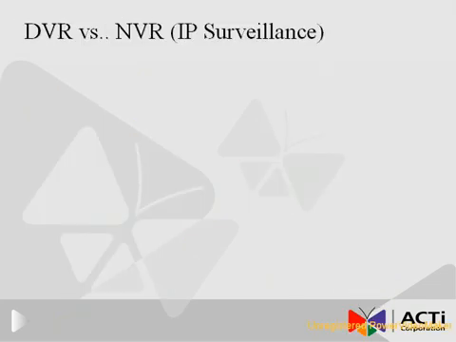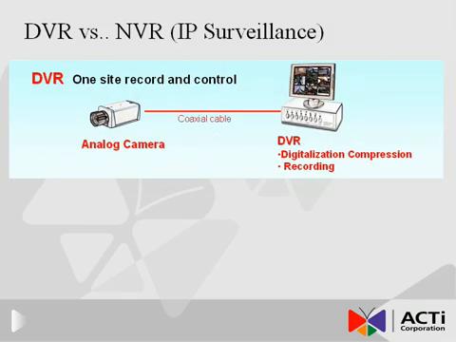In a CCTV system, the most popular application for recording is a DVR system. In IP surveillance systems, the core recording engine is an NVR, which is a network video recorder. So what is the difference? A DVR is a system that is used in a single site recording and has control management software.